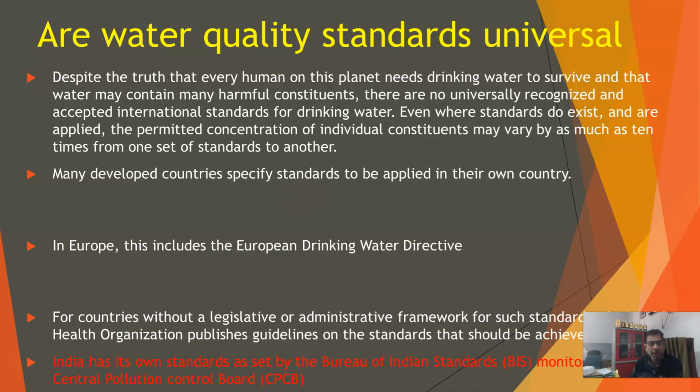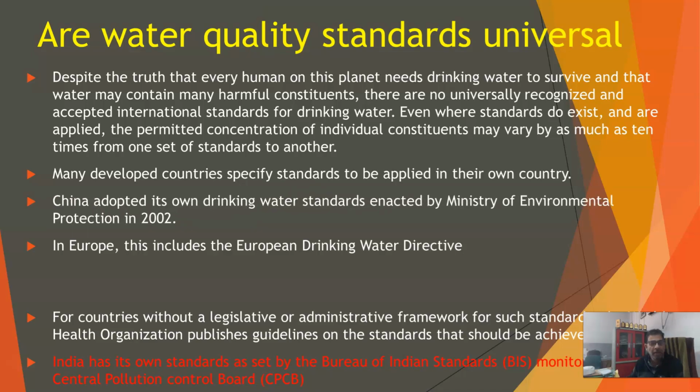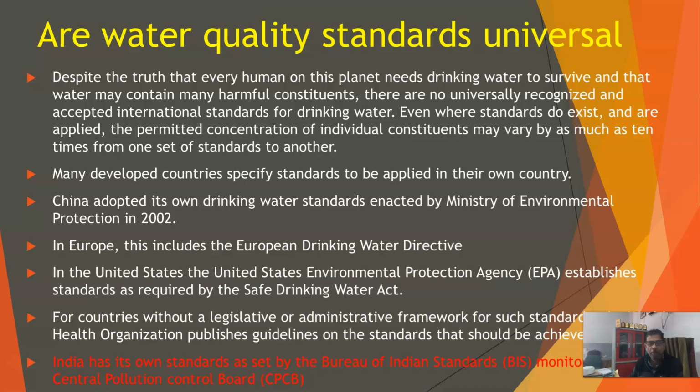Many developed countries specify standards to be applied in their own country. For example, China has adopted its own water quality standards enacted by their Ministry of Environmental Protection in 2002. Similarly, in Europe, there are the European Drinking Water Quality Directives, and in the US, the United States Environmental Protection Agency (EPA) has established its own standards as required by the Safe Drinking Water Act. For countries without a legislative or administrative framework, the standards have been guided by the World Health Organization. And in India, we have our own standards as set by the Bureau of Indian Standards, which are monitored by the Central Pollution Control Board, or CPCB.